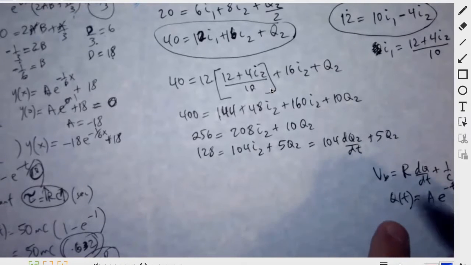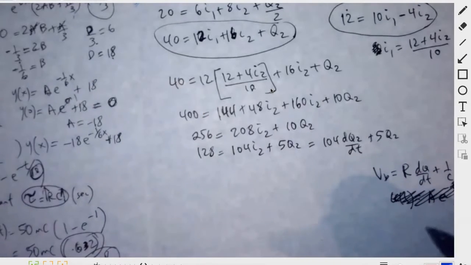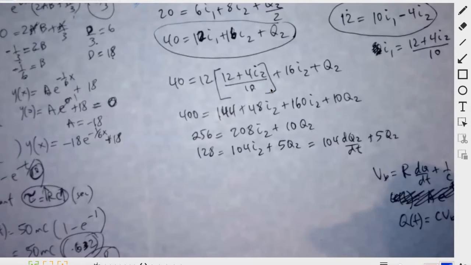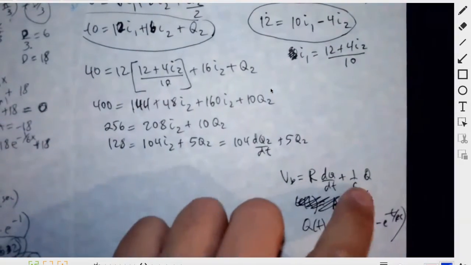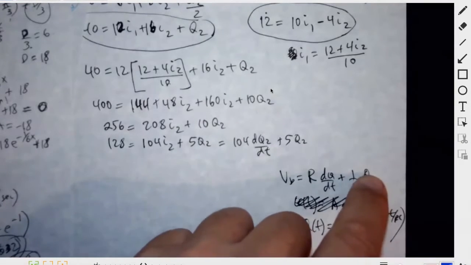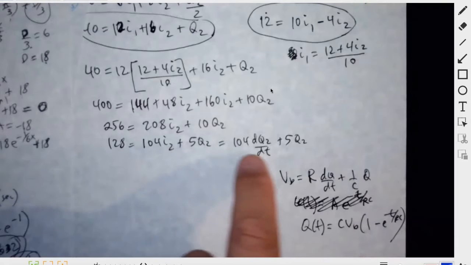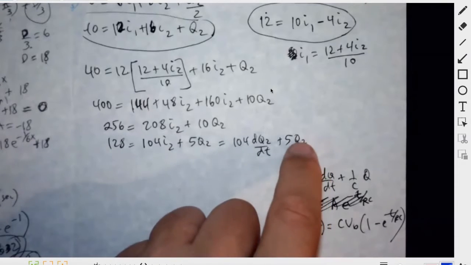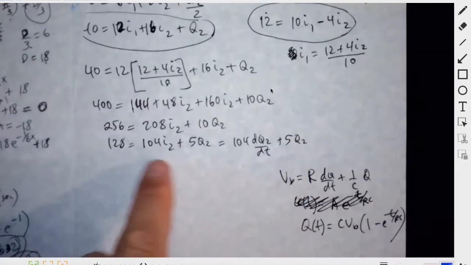Actually, I don't even need the constant A because we're assuming the initial charge is 0. So I can use the final result that I got, C VB (1 minus e to the minus t over RC). In other words, for this kind of differential equation, the solution is this if the initial value of the function is 0. So if I'm assuming the capacitor is initially uncharged, then let's see here.